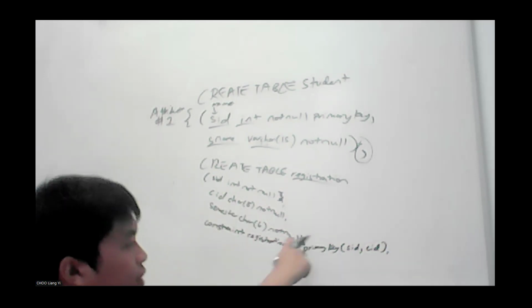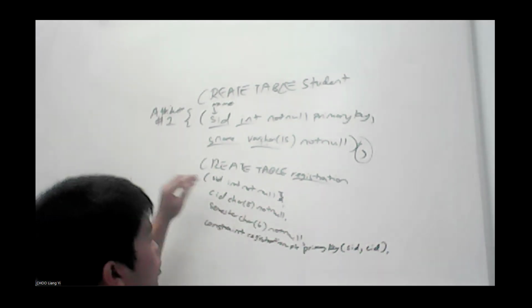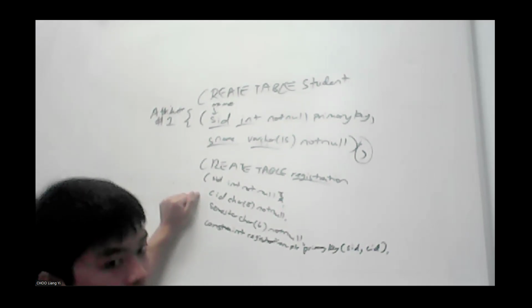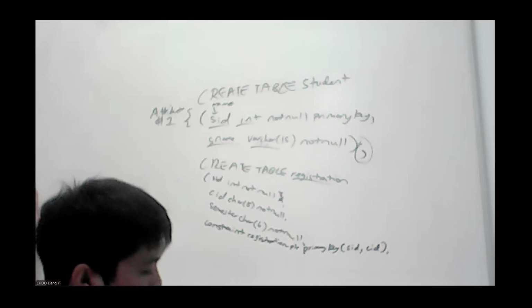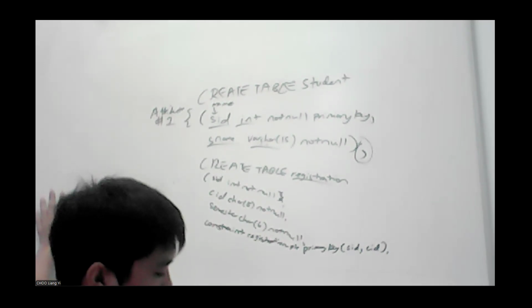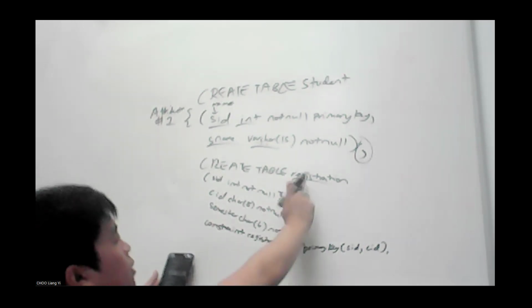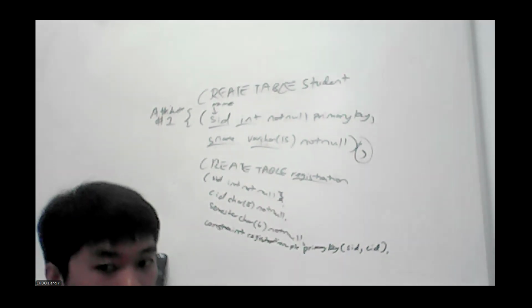Again, I just want to say before you create this, you have to have the student table and the course table first. I'm not going to write the course table because I'm too lazy. But this is the primary key for the table registration.